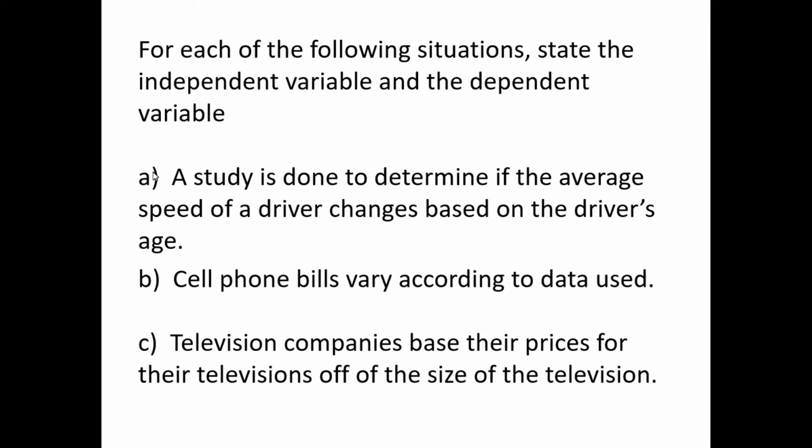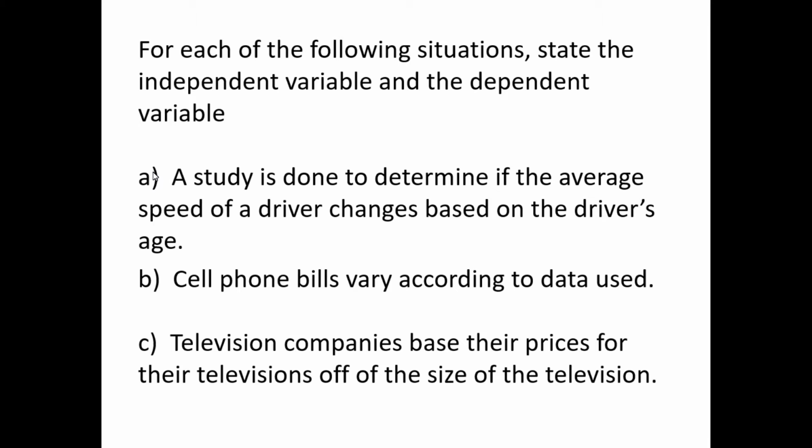For part A, here they're using the driver's age in order to determine the average speed. That means the variable we get to choose is we're going to input the driver's age. And then we're going to see if the average speed changes based on that age input. So that makes our choice the independent variable, driver's age, and the result, the dependent variable, speed of driver or average speed of driver.